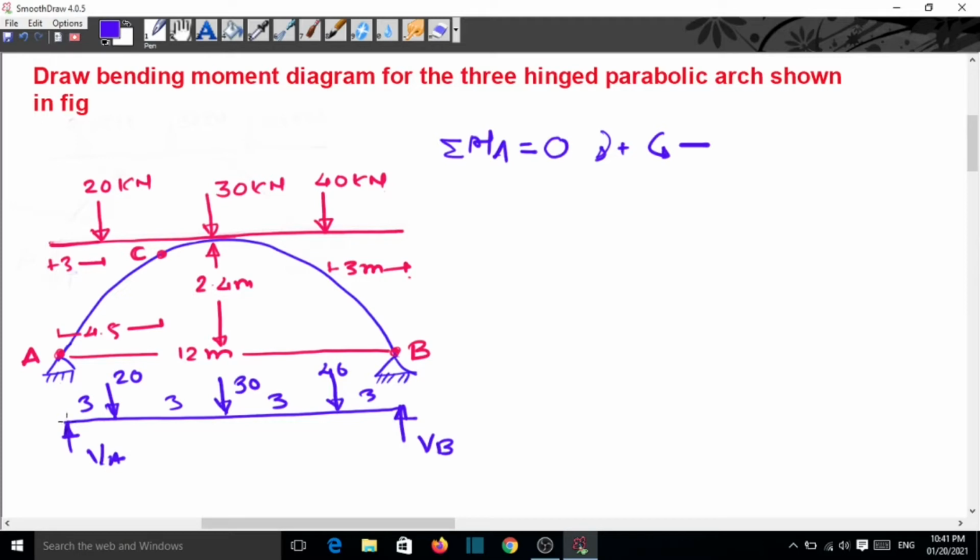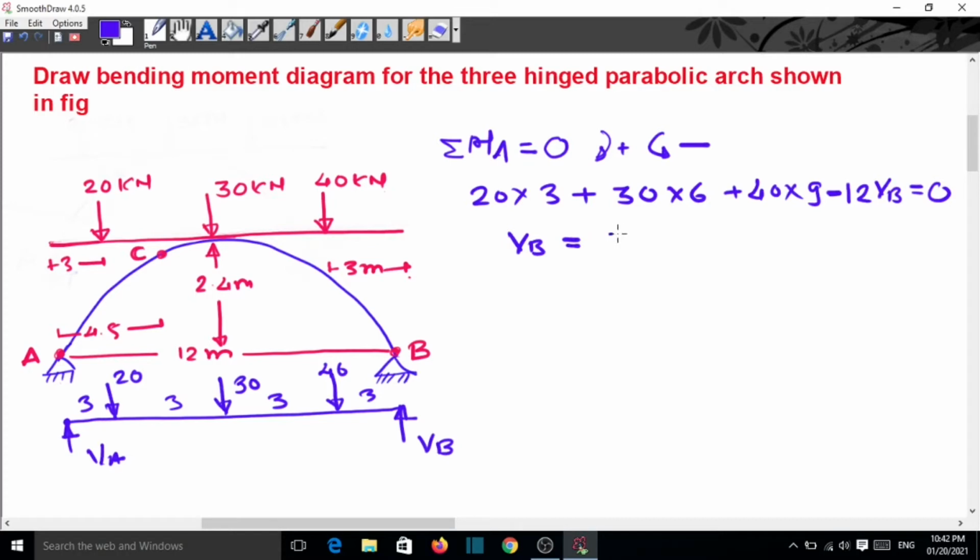Now we are taking bending moment at A. So 20 into 3 is clockwise, so 20 into 3, plus 30 into 6, and plus 40 into 9, minus the span, which is 12 meter. This VB is anti-clockwise, so minus 12 VB, and this total is equal to 0. From this we got VB is equal to 50 kN.